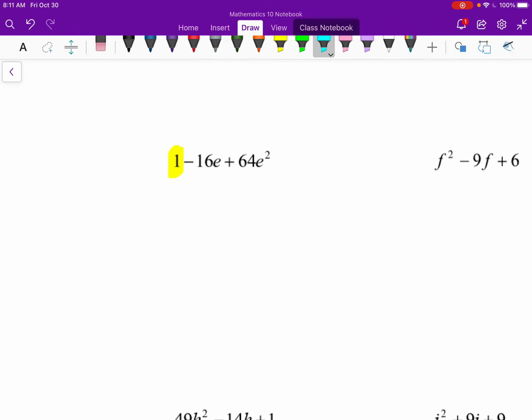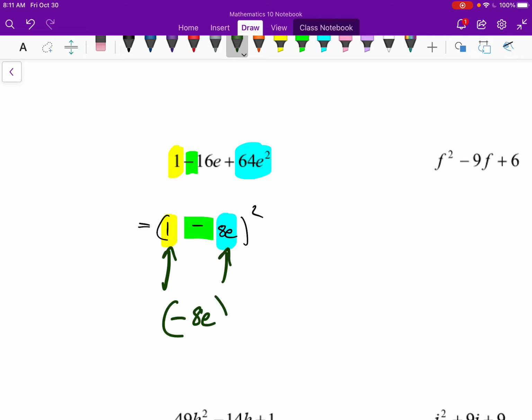Let's look at this one. 1 is a perfect square. 64e squared is a perfect square. So it looks encouraging. So if this is going to be a perfect square, it's going to be 1 and 8e right here. And I'm going to be subtracting the 2. And let's confirm if the middle term of what I gave you really is correct. The middle term should be 1 times negative 8e, which is negative 8e, times 2, which is negative 16e. We're good. So we're correct. This is a perfect square.